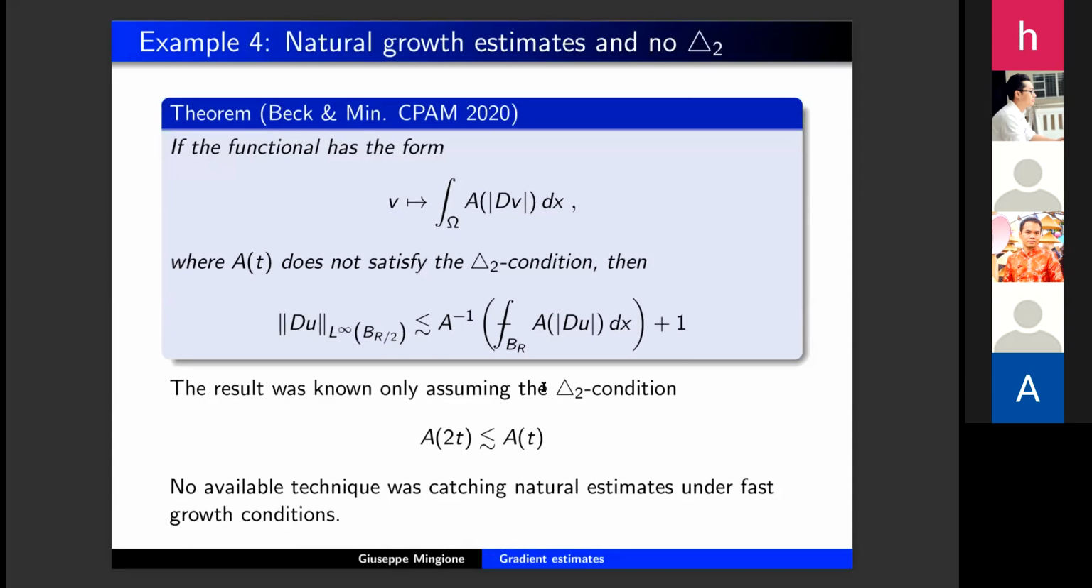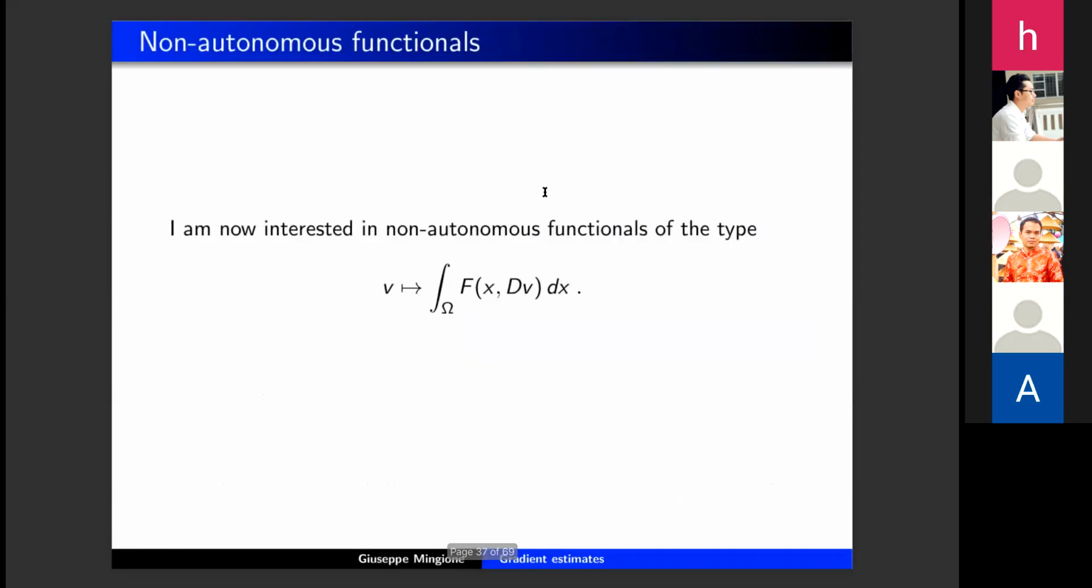And this was known only under the additional assumption of the delta 2 condition. So if you have the delta 2 condition, then you can get this. And these are classical results by Talenti, by Cianchi-Fusco, by Lieberman, and by many other people, but only under the delta 2 condition. Here we are finally able to remove this delta 2 condition.